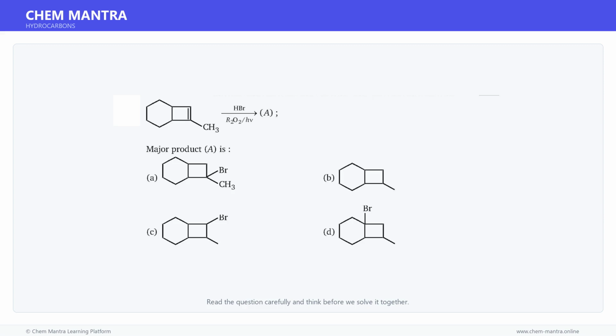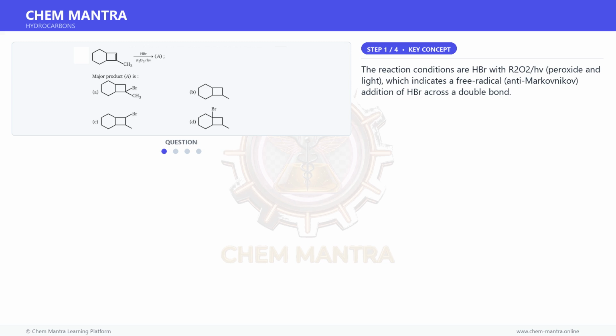Here is a question. Read it carefully and think about the answer. Let us solve it step by step. Let us first understand the key concept here. The reaction conditions are HBr with R2O2, peroxide and light, which indicates a free radical, anti-Markovnikov addition of HBr across a double bond.